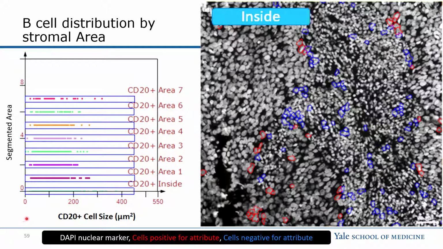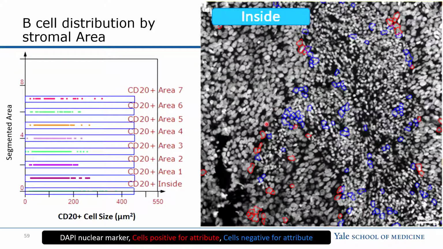So in this context, we first talk about B cells. Each dot again represents a single B cell, and that size is displayed here on the x-axis, and the segmented area. As I mentioned, we have 8 areas that we have segmented, and I only showed you 5 on the previous image. One of those areas is the area inside the tumor region. What I will only show for this is the area inside the tumor region and the area 1 region. So as I show here, this is the area inside the tumor.